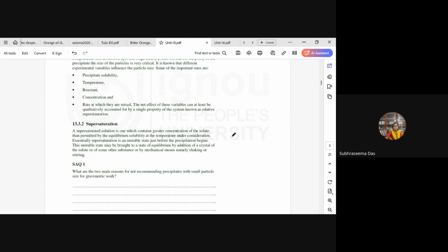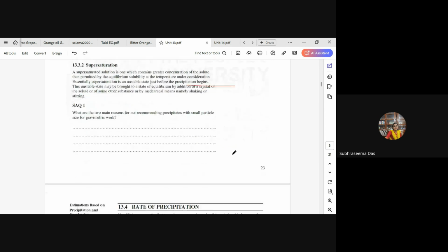Supersaturation means a saturated solution which can accommodate more solute molecules. Supersaturation is an unstable state just before the precipitation begins. This unstable state may be brought to equilibrium by addition of a crystal of the solute or some other substance, or by mechanical shaking.